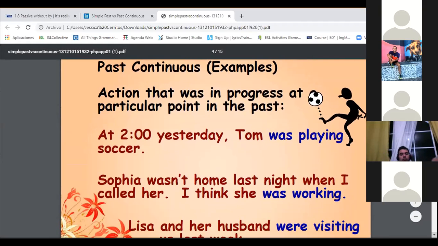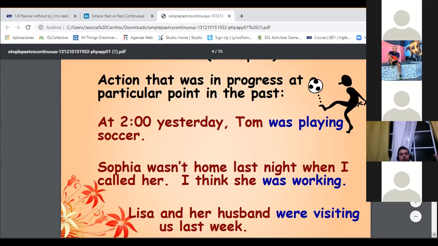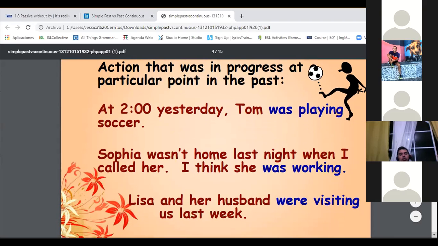Action that was in progress at a particular point in the past. At 2 o'clock yesterday, Tom was playing soccer. Okay. Sophia wasn't home last night when I called her. I think she was working. Okay. Sam and her husband were visiting us last week.